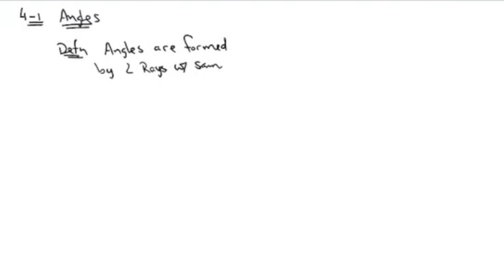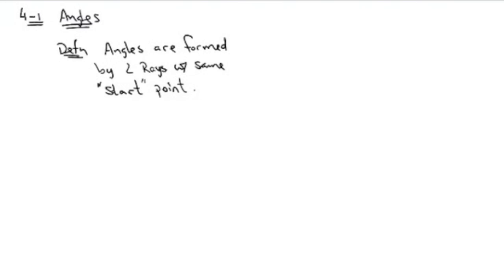So, angles. Definition. Distance from the x-axis? They call it an initial point, but I'm going to call it a start point. Angles are formed by two rays that share a common starting point, an initial point.